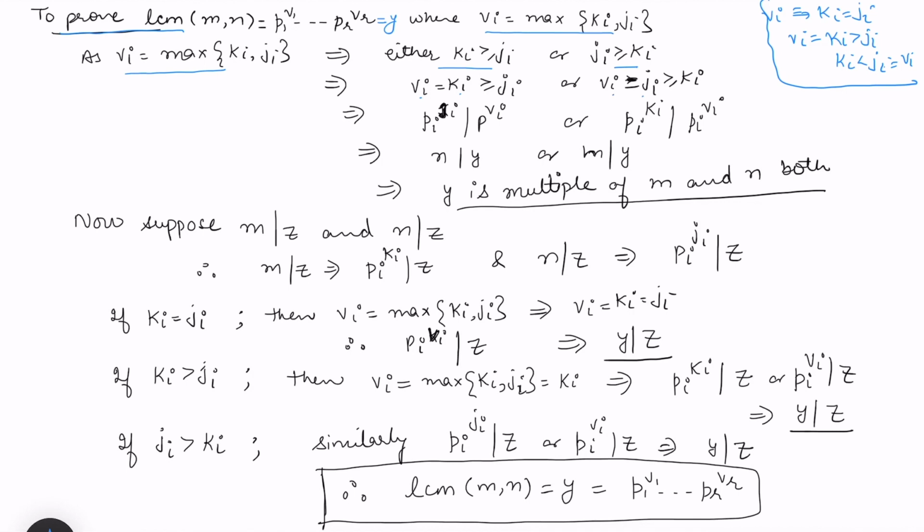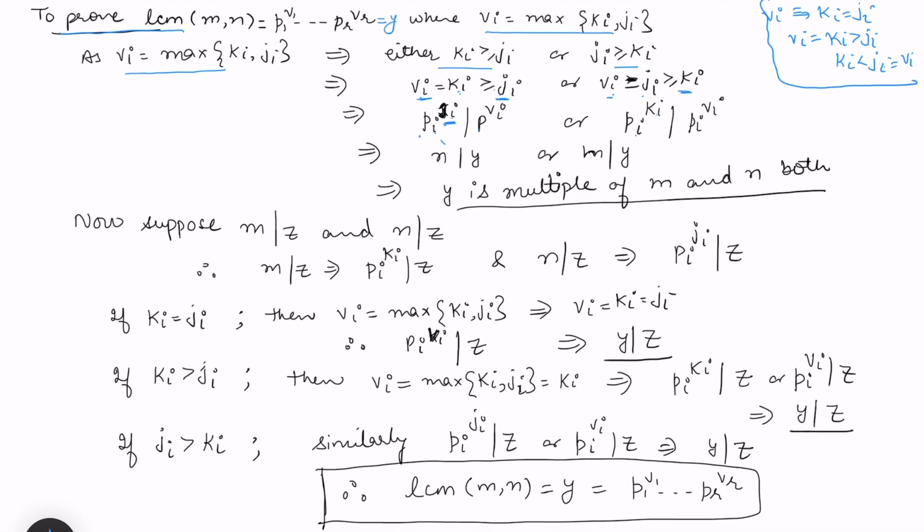So this means Pi to the Ji divides. Now why have I written Ji here? Because Ji is greater than this case. So Ji is now the smaller quantity. The smaller quantity must divide the bigger quantity. And similarly here, Ki's are smaller and Vi's are bigger. So Pi raised to power Ki must divide Pi raised to power Vi.